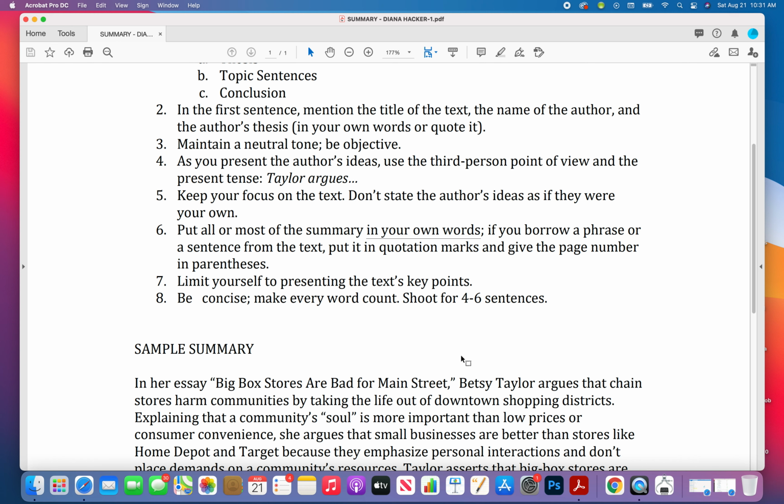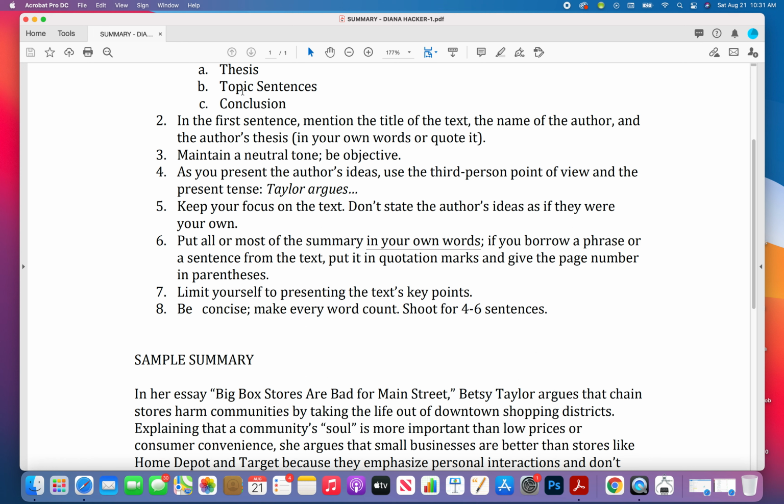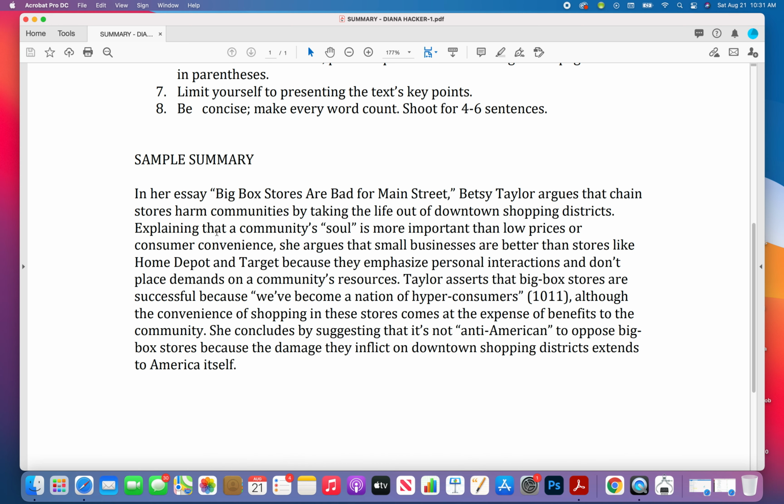That's the main difficulty with any kind of summary, figuring out exactly what to put in there. But again, by looking at the thesis, the topic sentences, and the conclusion, that'll pretty much give you what to put in there. And then be concise, make every word count, shoot for 4 to 6 sentences. So let's look at an example here.